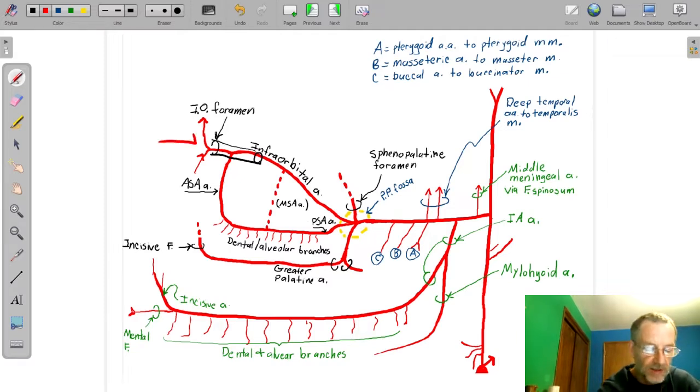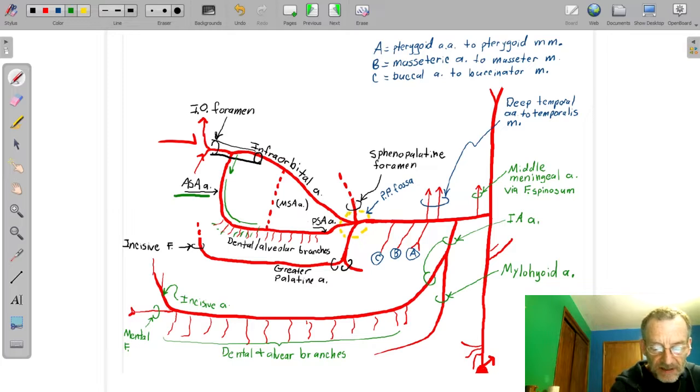Well, let's do the teeth. So we have the ASA and the PSA. So the anterior superior alveolar artery comes off of the IO artery within the infraorbital canal and then supplies the anterior teeth.